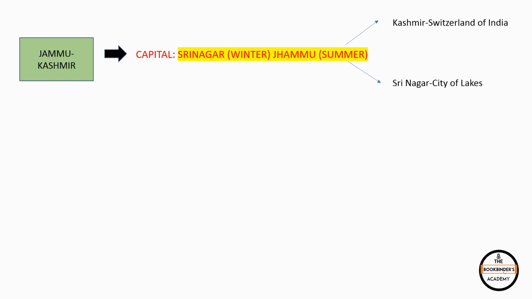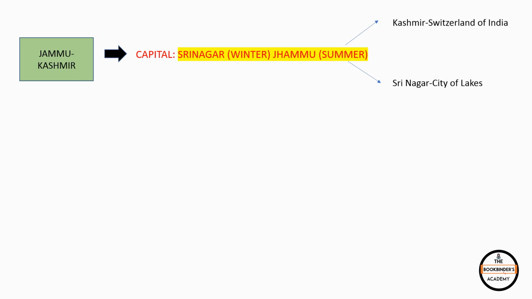Now, Srinagar, which also happens to be the capital, is referred to as the city of lakes. Now, whenever you find this term city of lakes, there is a glitch. You will never get a question wherein somebody asks you which city in India is referred to as the city of lakes, because there are multiple cities in India that are referred to as city of lakes. So the question here would be which city in Jammu and Kashmir is referred to as the city of lakes. In that case, it is Srinagar.